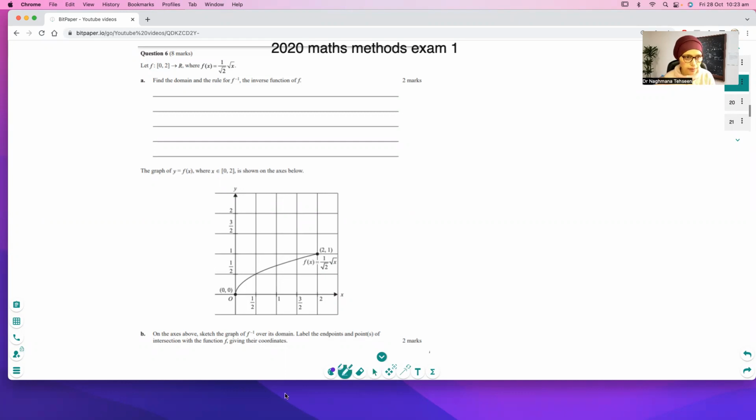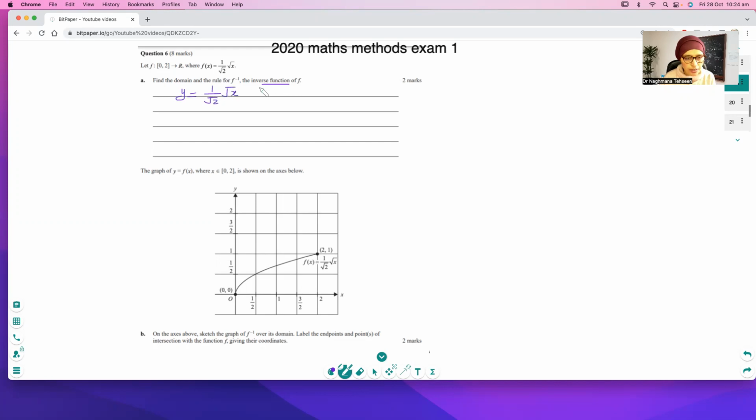What is the question saying? We have a function which is defined from 0 to 2 to R, and f of x, the rule is given. The question is to find the domain and the rule of f inverse, the inverse function. So it's a 2-mark question, and they're asking us to give the domain and the rule for f inverse.